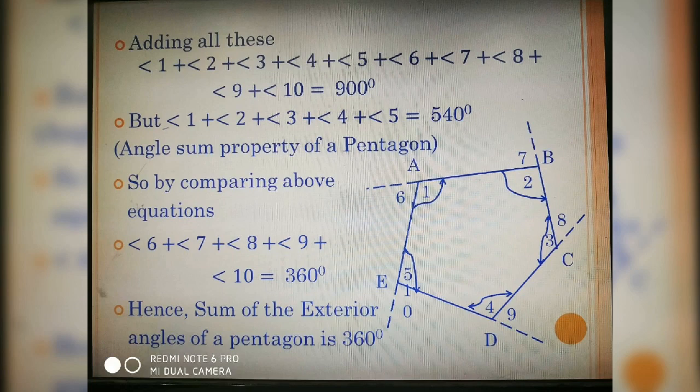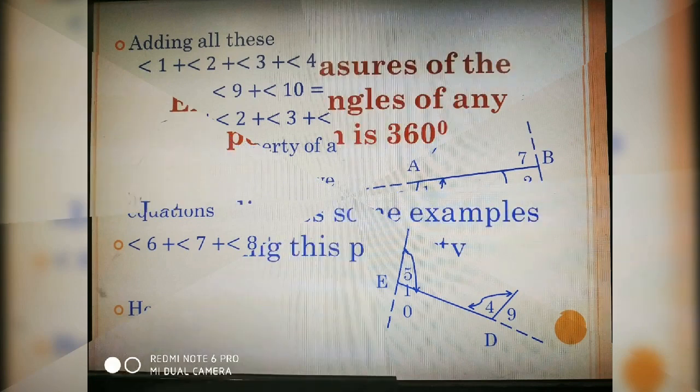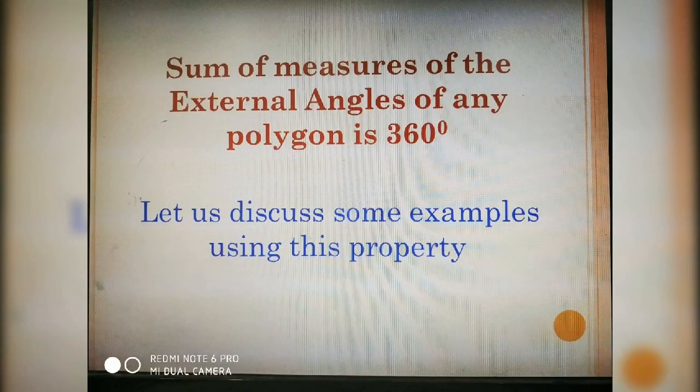In this way we can prove for all polygons. Any polygon you take, the sum of the measures of the exterior angles of any polygon is 360 degrees. So let us discuss some examples using this property.